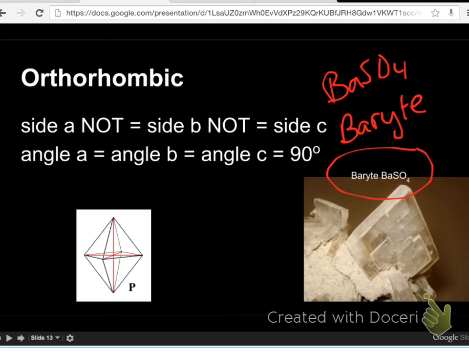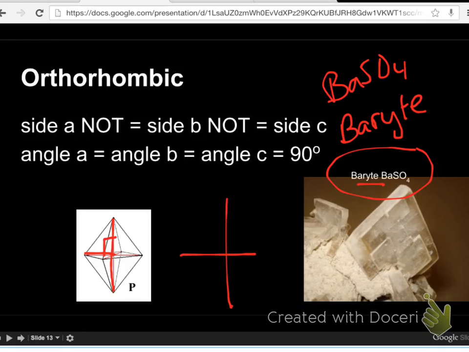So if you have the compound barium sulfate and you have a chunk of pure barium sulfate, it's going to form a mineral called barite. And again, I always find this confusing, but it's just the way it works. Remember that those angle relationships are on the internal axes. They're on the internal axes. So you've got that one.